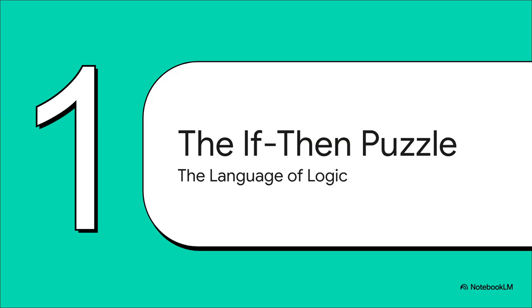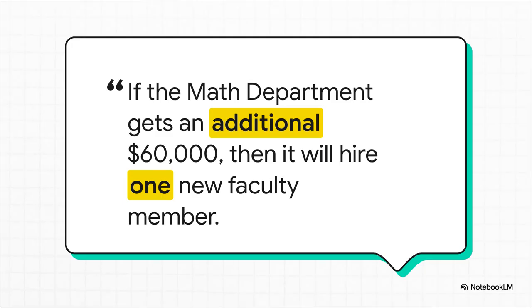So here's the real issue, right? The logic underneath it all is actually super straightforward. It's the way we talk about it in English that can be a massive hurdle. I mean, we all get this, right? It's a classic if-then statement. If the department gets the cash, then they hire someone. Simple, clear, no confusion whatsoever.